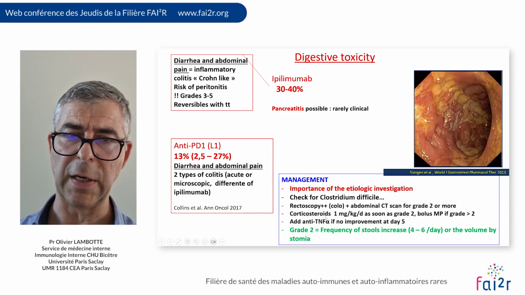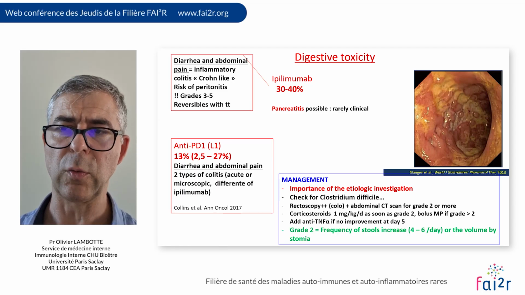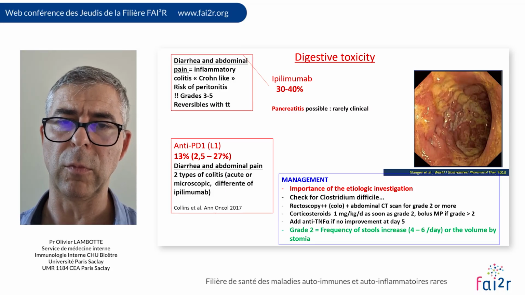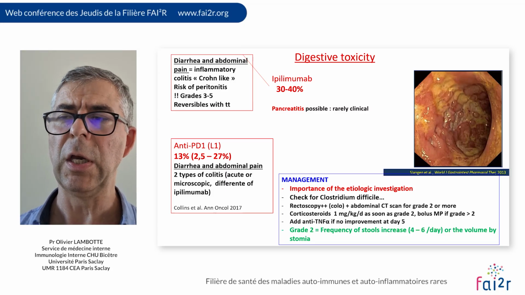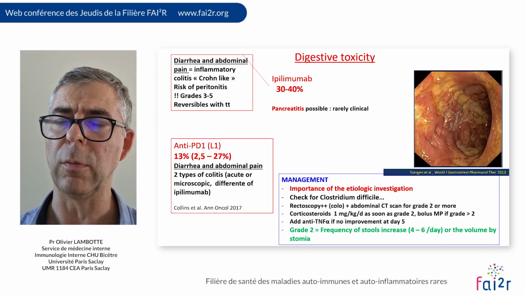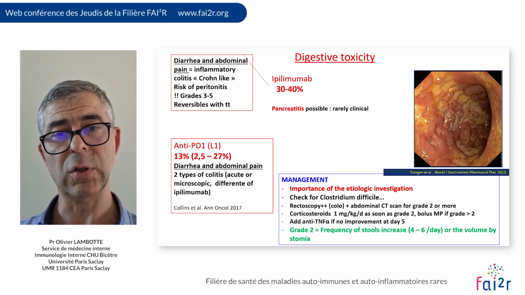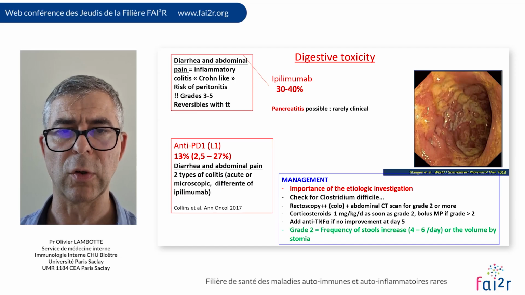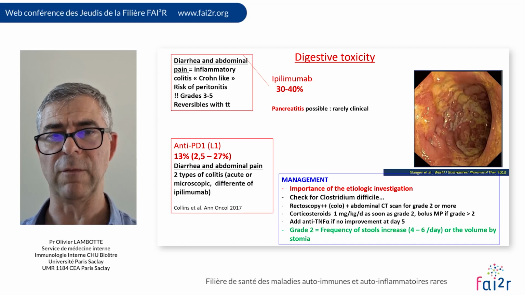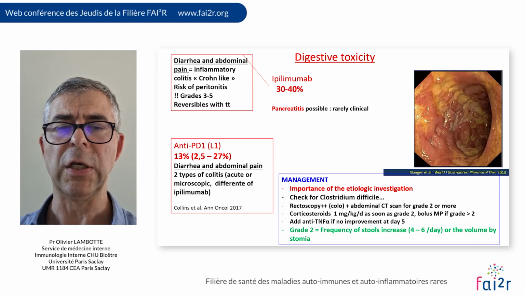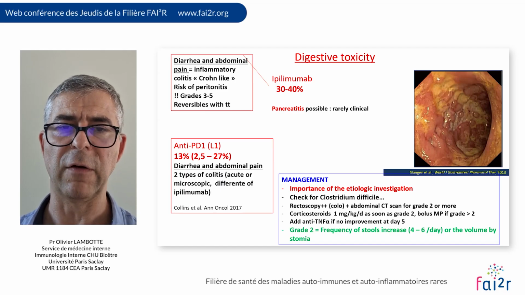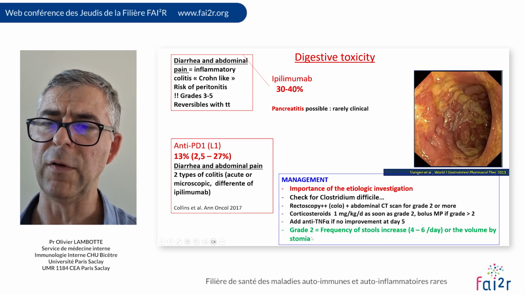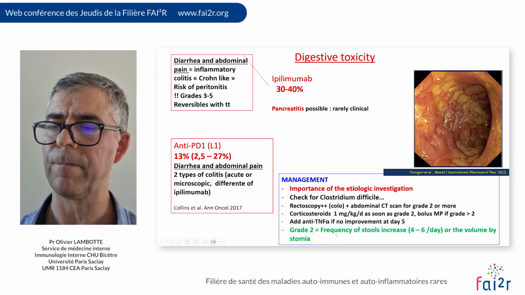Treatment at grade 2 is corticosteroids, 1 mg per kilo per day. If you are grade 3 or more, you can do pulses of methylprednisolone, about 1 mg/kg also. And if the patient does not answer, if the colitis is unresponsive to corticosteroids, at day 5, so it's very short time, you add infliximab, anti-TNF-alpha, to break the colitis. You have in green the definition of each grade 2 for you.